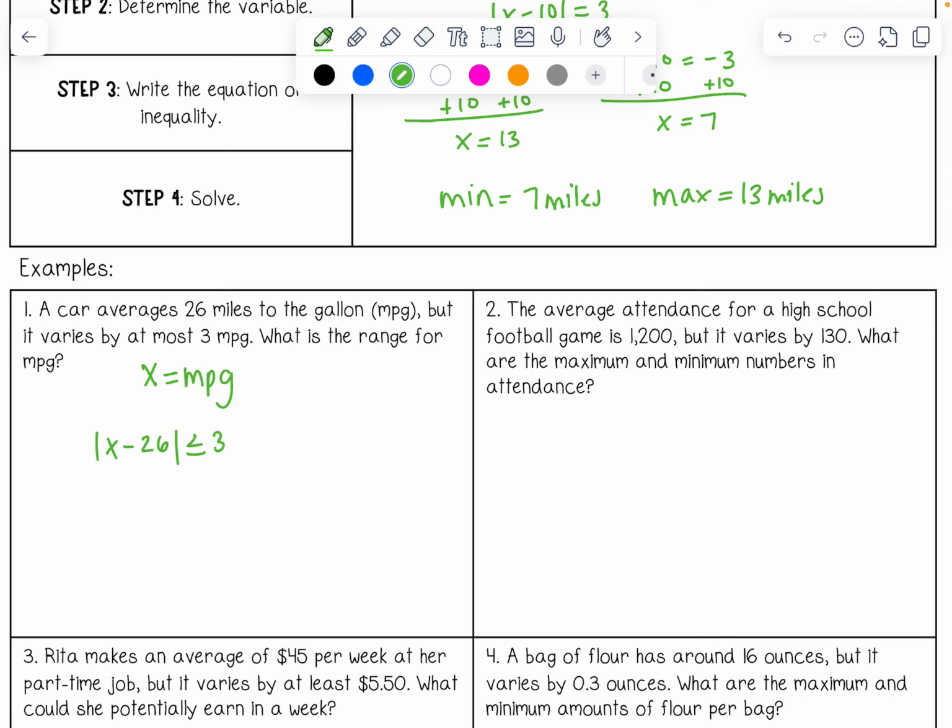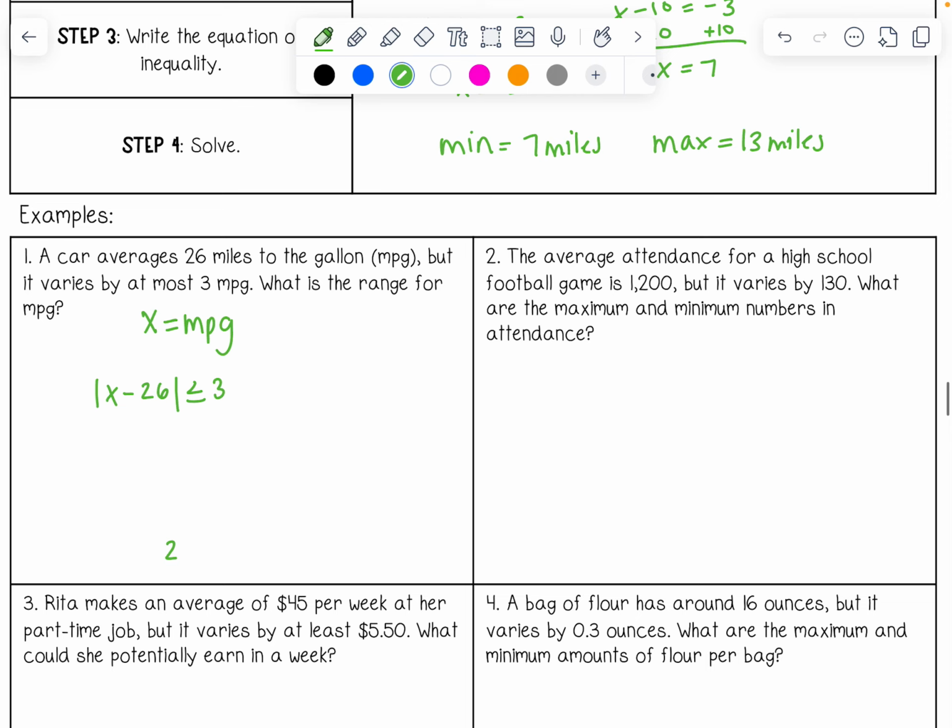Again, you could probably figure this out with common sense. It averages 26, but it varies at most by 3. So it's going to be between 23 and 29. Subtracting 3 and adding 3, right? It's going to be between 23 and 29, somewhere within that range. So I could kind of write it like this: somewhere between 23 and 29 miles per gallon. But we needed an inequality that would give us those numbers.